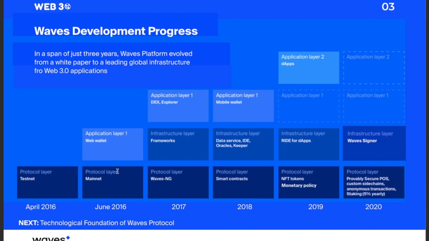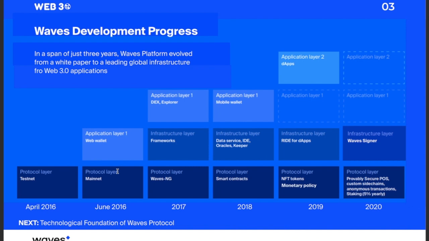Also, this year, 2020, it also has the Waves Signer, which is already available. It enables developers to build apps that can run on mobile devices without a browser plugin. That is very cool.